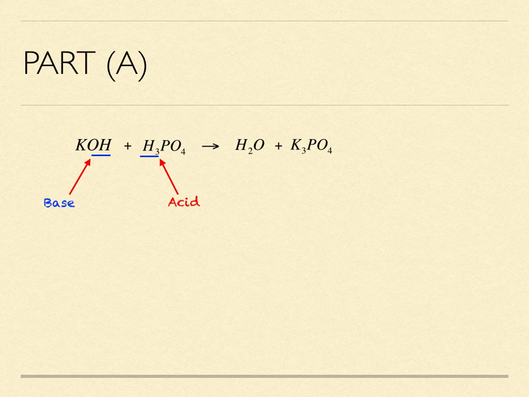Since phosphoric acid is a polyprotic acid that can act 3 times, there will be 3 molecules of potassium hydroxide consumed and 3 molecules of water produced per molecule of phosphoric acid. Now, we have a fully balanced reaction.